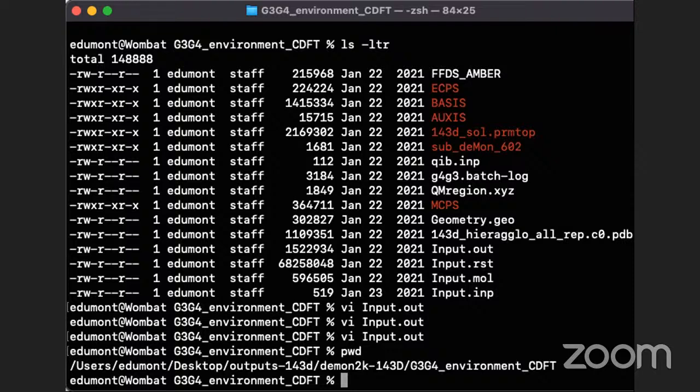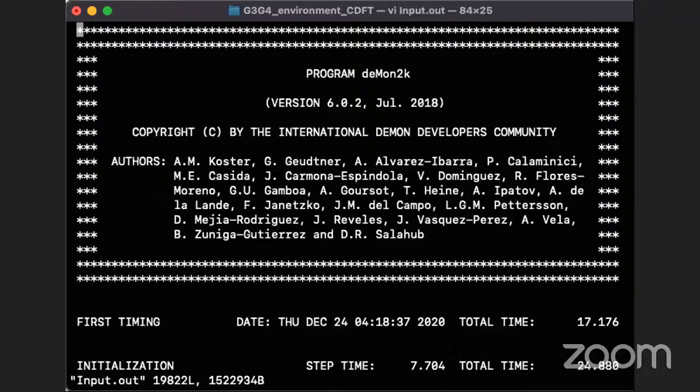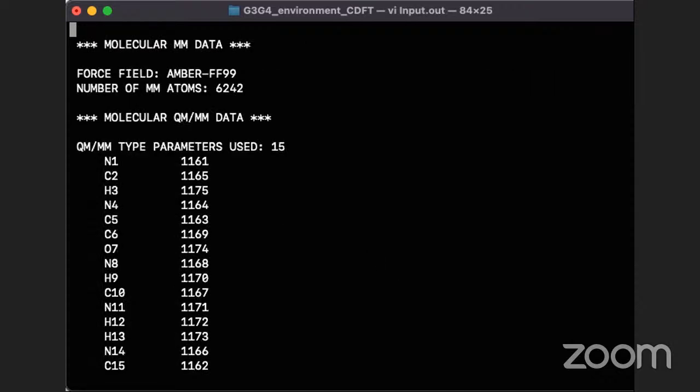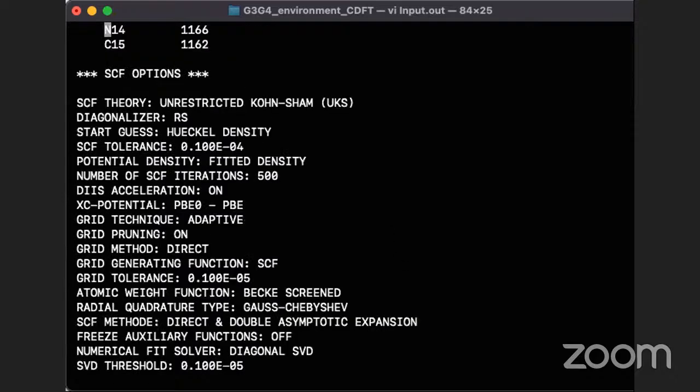1403D, Dumont 2K, G3, G4 environment with constrained DFT. And then we can go together through the calculation. You also have some spin density information. We can have a look at the charge, which is influenced by the environment. We could compare the charge of the guanine with QMMM to the charge for the reference system, and everything is done at the same level, of course. So we can have an idea how the environment is changing the charges of the guanine here.